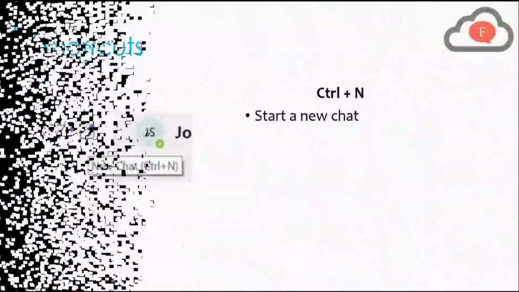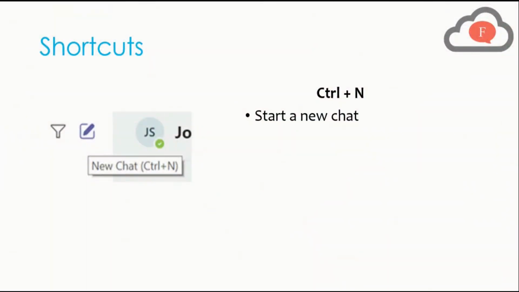So there are other shortcuts also, especially when you are chatting and collaborating, that is how to start a new chat. So that is also very easy. You just have to click Control and N, and you will see in Microsoft Teams a new dialog box opens up and shows a new option in which you can start a new chat.